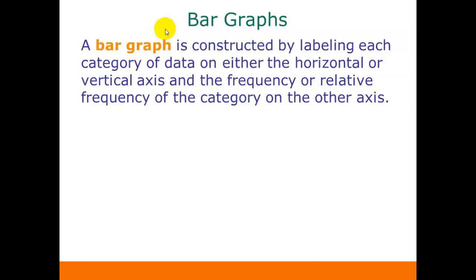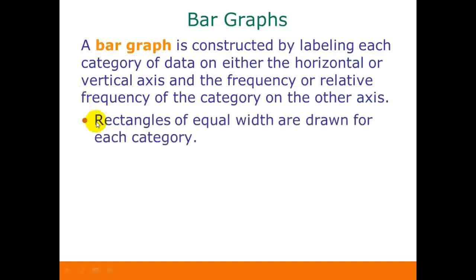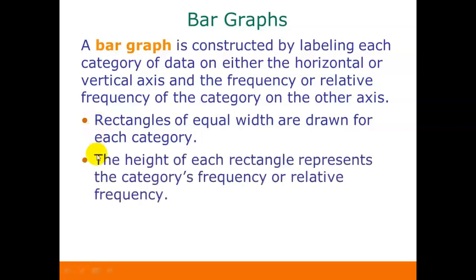A bar graph is just a graph that has each category of data represented and labeled, usually on the horizontal axis, and the frequencies or the relative frequencies are on the other axis. Sometimes you see sideways bar graphs, but in this course, most of the time, you'll see your categories with the labels on the horizontal axis and the frequencies being on the vertical axis. We draw rectangles of equal width for each category. The height of each rectangle represents the category's frequency or its relative frequency.